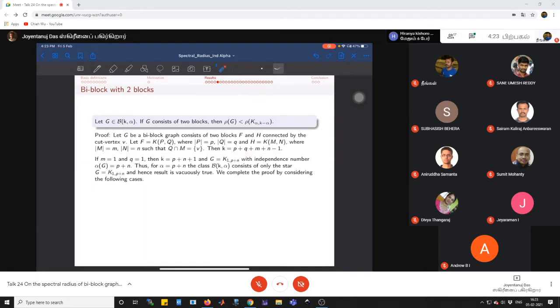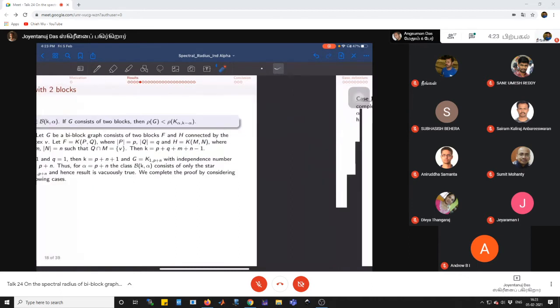So if M is 1 and Q is 1, then K reduces to P plus N plus 1, and it is nothing but the star. So in that class, we have only one graph, so the result holds. The remaining part of the proof we will consider case by case: what happens when there is a relation between M and P. So the first case.